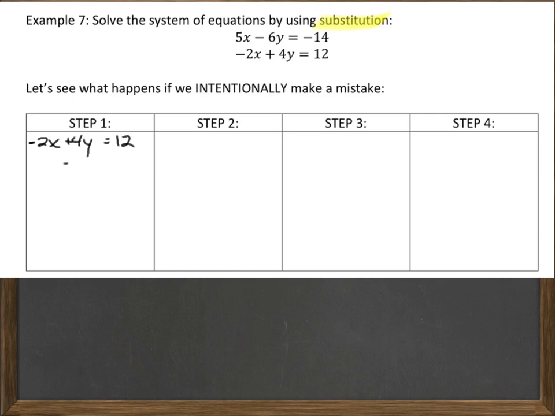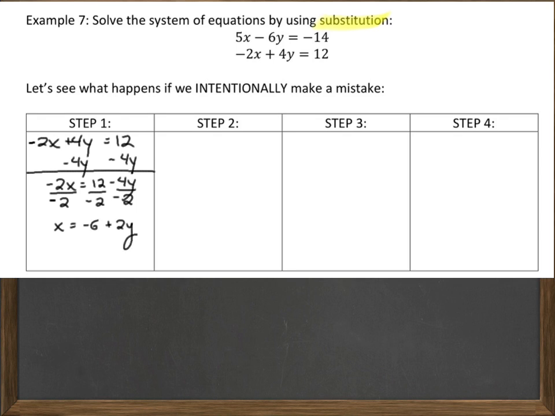So in other words, I'm going to subtract 4y from both sides of the equation. That gives me negative 2x is equal to 12 minus 4y. Then I have to divide everything by negative 2 in order to isolate my x variable. So I have x is equal to negative 6 plus 2y.